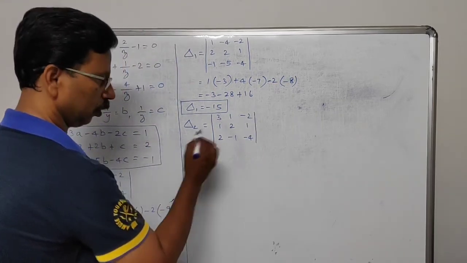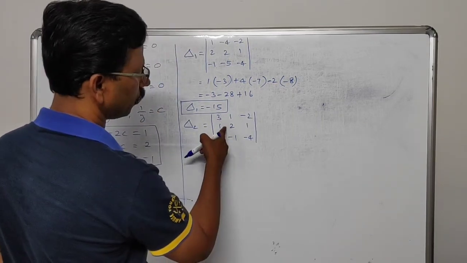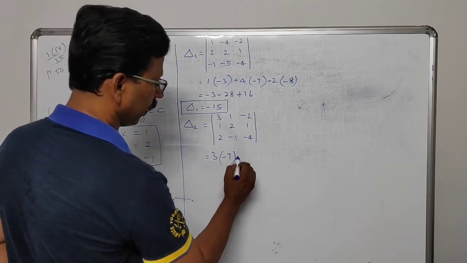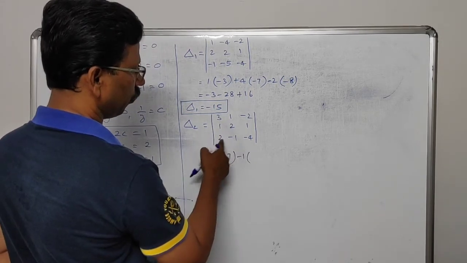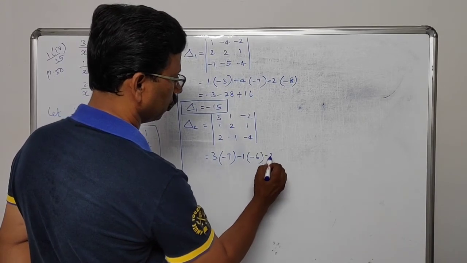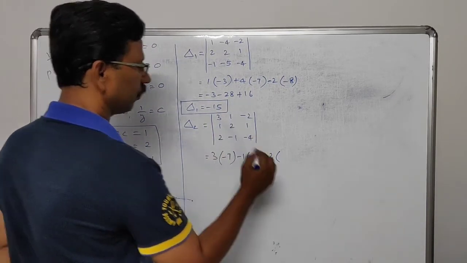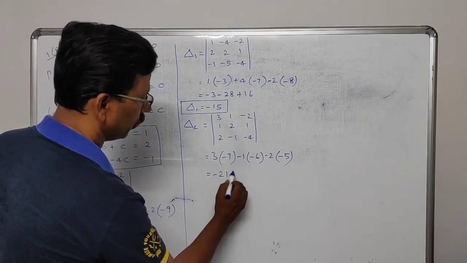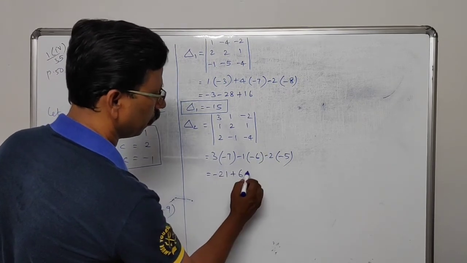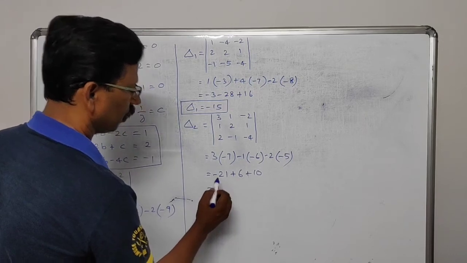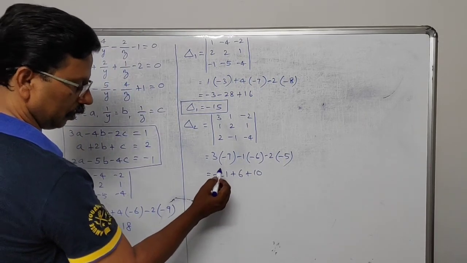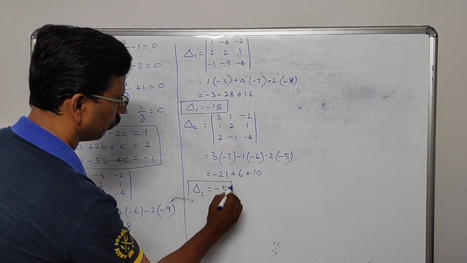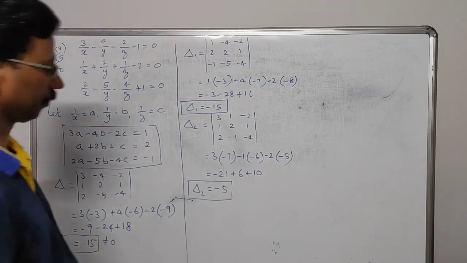Now this can be expanded by the first row: 3 into minus 8 plus 1, then you can write minus 7. Then minus 1 into minus 4 minus 2, minus 6. Then minus 2 into minus 1 minus 4, minus 5. Now which is equal to, this is minus 21, this is plus 6 and this is plus 10. Then 16, this is minus 21, means minus 5. You can write delta 2 is equal to minus 5. Now we can find delta 3.